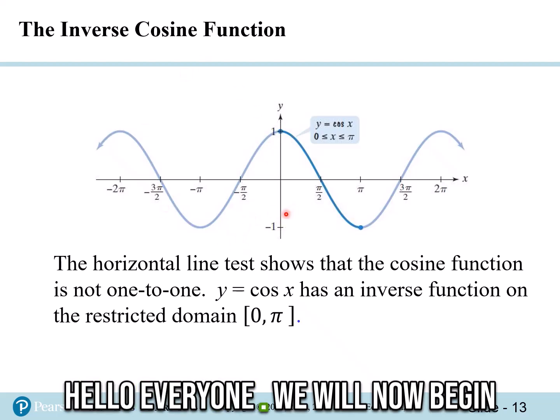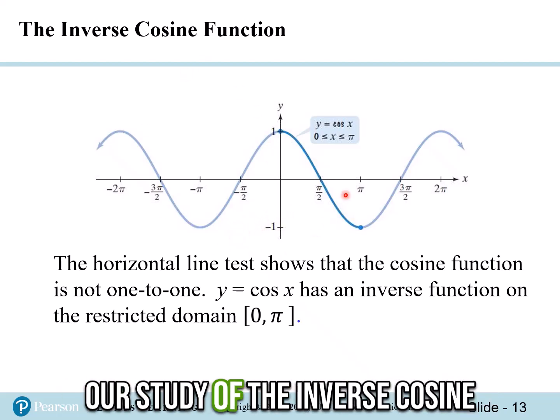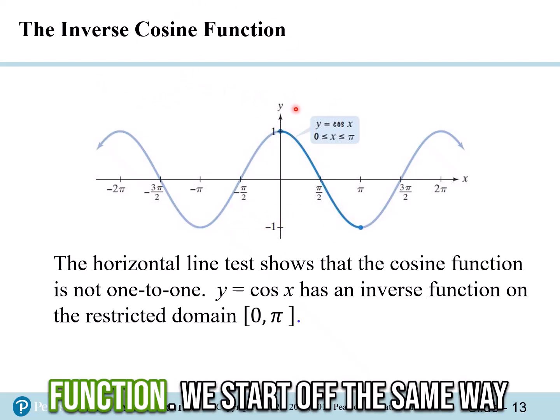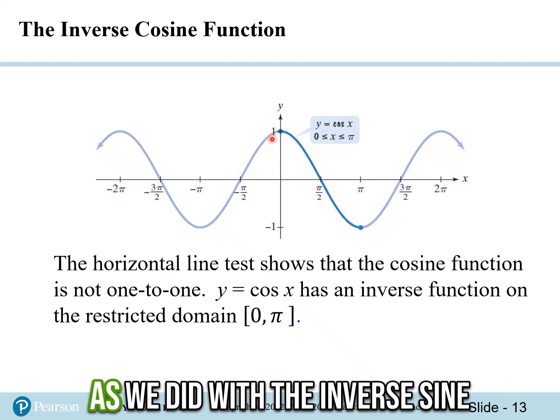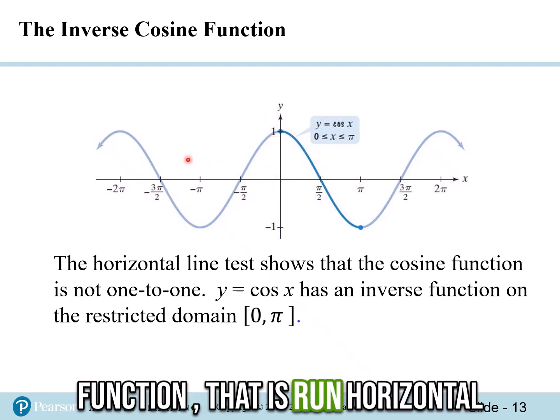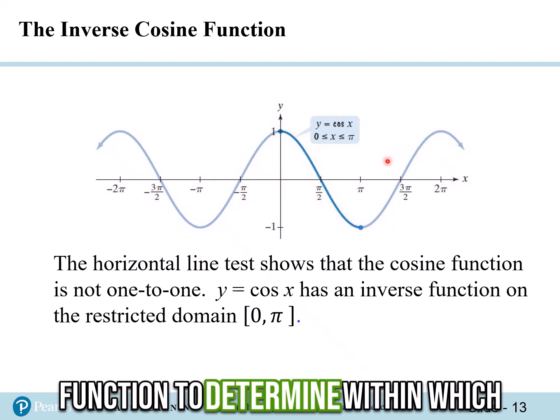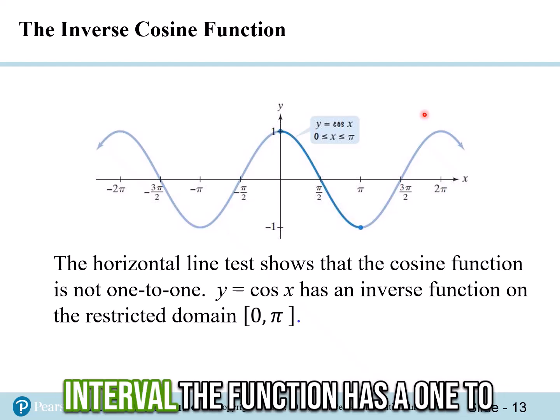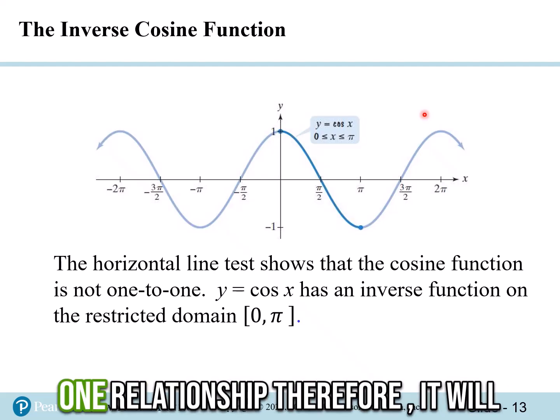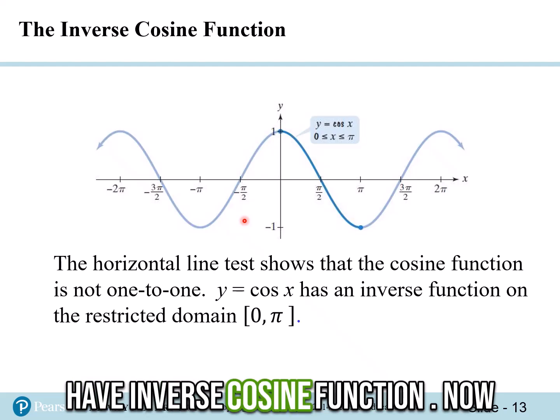Hello everyone. We will now begin our study of the inverse cosine function. We start off the same way as we did with the inverse sine function, that is, run horizontal line tests on the graph of the cosine function to determine within which interval the function has a one-to-one relationship. Therefore, it will have an inverse cosine function.